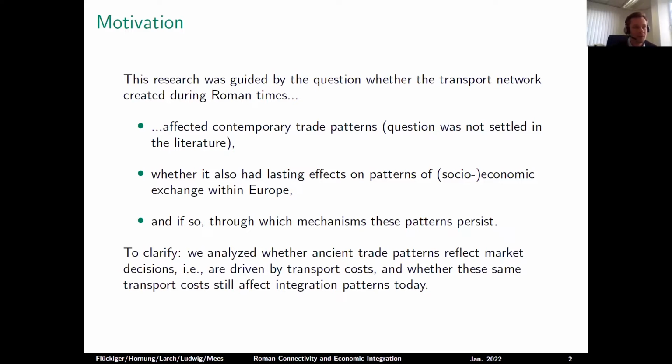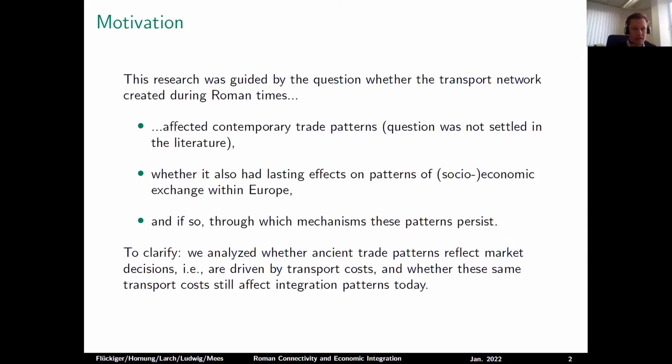So this is our starting point, and then because we're really interested in path dependency, we also got interested in the long run patterns of this transport network. So later in this project we started to look into whether the trade patterns that we saw in Rome are also persistent, in that they affect socioeconomic exchange within Europe as of today. So we look into business links in modern day data. And then, in order to understand this persistency, we tried to understand the mechanisms through which it arises. We looked into social integration, but also network integration in the periods in between.